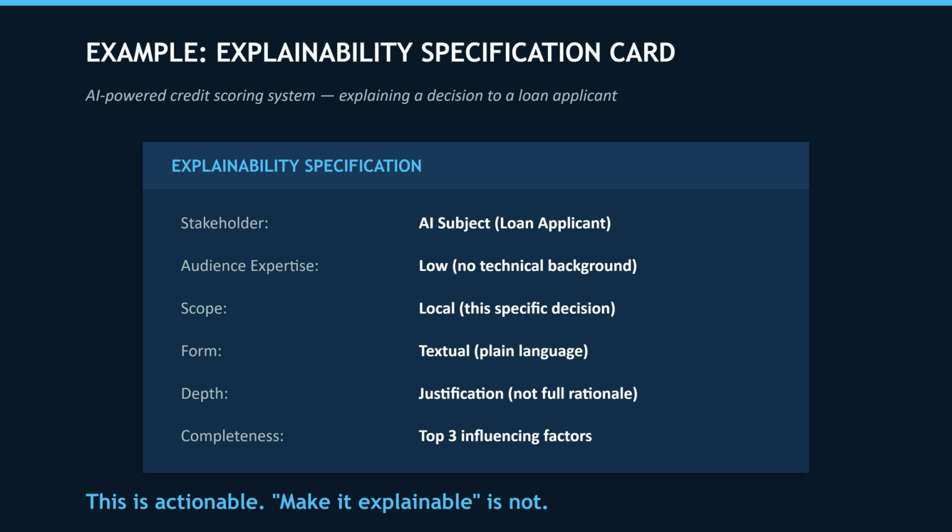Now connect this back to the EU AI Act. Article 13 requires providers to supply information that enables deployers to interpret AI system outputs. But Article 13 doesn't specify the format, depth, or scope. This taxonomy gives you the vocabulary to specify exactly what you need.